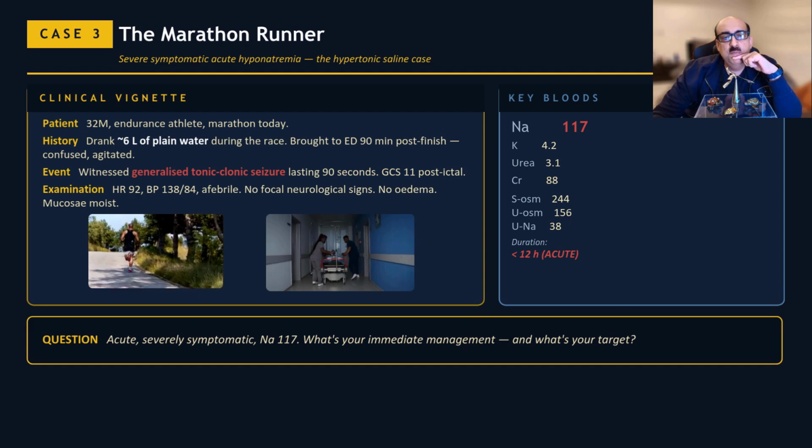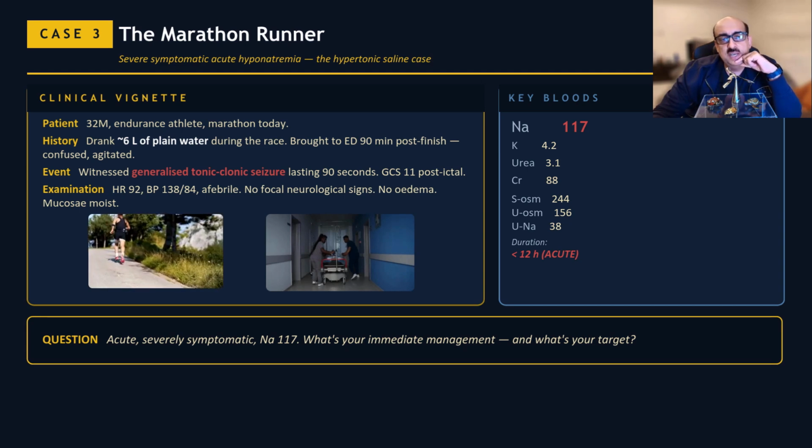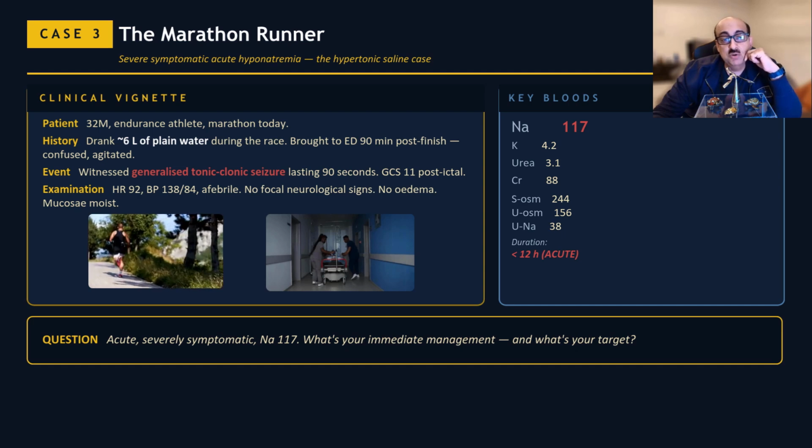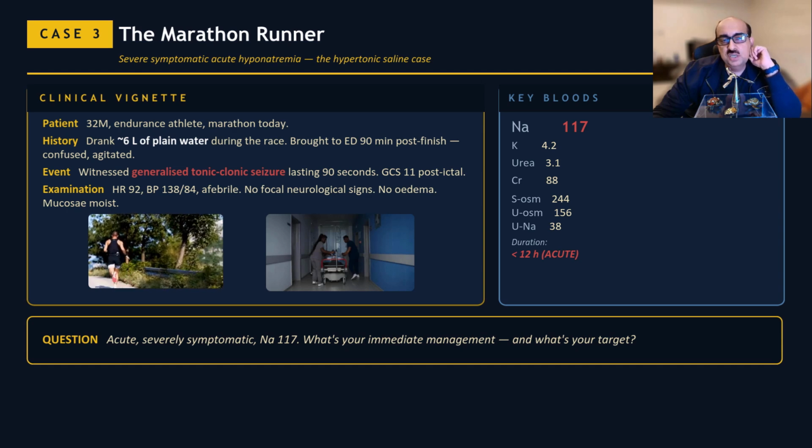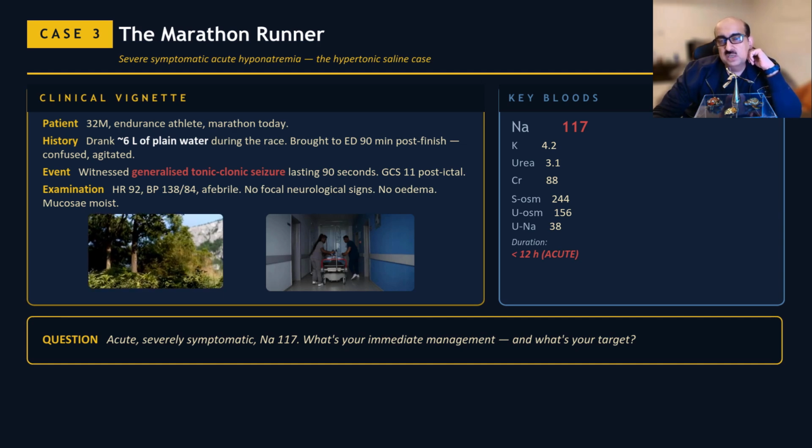Case 3, a 32-year-old endurance athlete, was running a marathon today. Drank around 6 liters of plain water during the race, which is a classic exercise-associated hyponatremia setup. Brought to the ED 90 minutes after finishing, confused and agitated, witnessed generalized tonic-clonic seizure lasting a minute and a half, GCS 11, post-ictal, slightly tachycardic but normotensive, mucosae were moist, there was no edema, no focal neurological signs at the moment. Sodium 117, serum osmolarity 244, which confirms hypotonicity because it's less than 295.